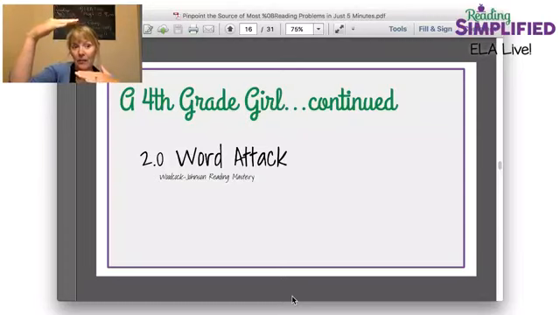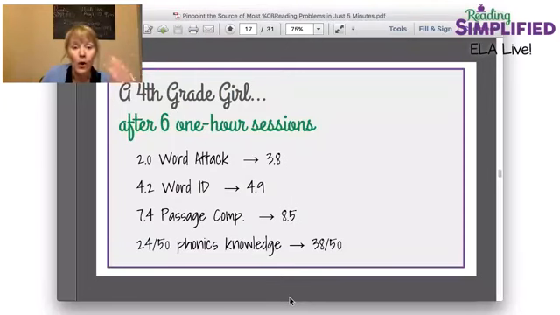The gap is very high, but the pattern is the same. I usually see this pattern over and over again. Comprehension and/or word ID are up here, but word attack or nonsense word reading is lower. So we spent time working on her sound symbol decoding.